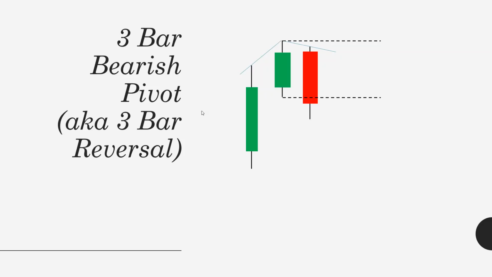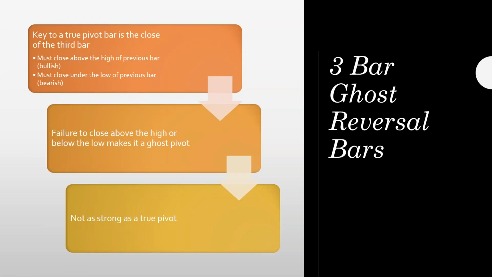We also have what are considered 3-bar ghost reversal bars, okay? The key to a true pivot bar is that the close of the 3rd bar, if it is bullish, must close above the high of the previous bar. If it is bearish, it must close under the low of the previous bar. Failure to do this makes it a ghost pivot. Now, it is not a true pivot, so you may not get that 3 to 5 bar reversal, okay? Sometimes you will, sometimes you will not.